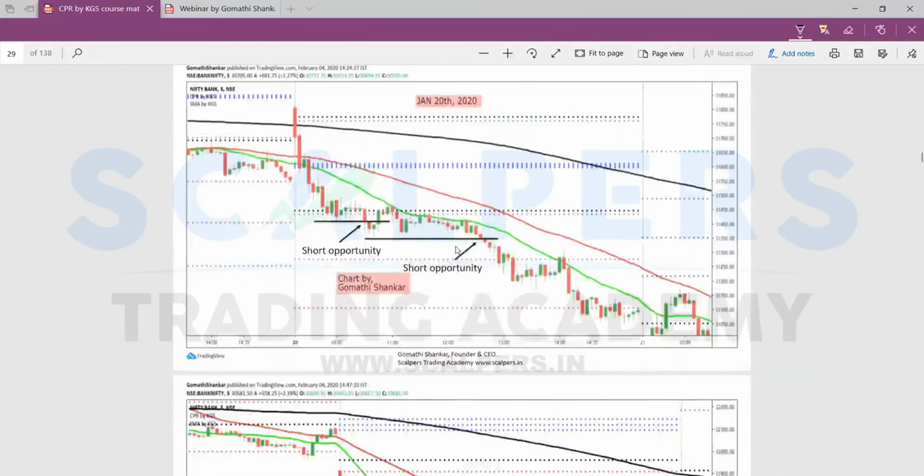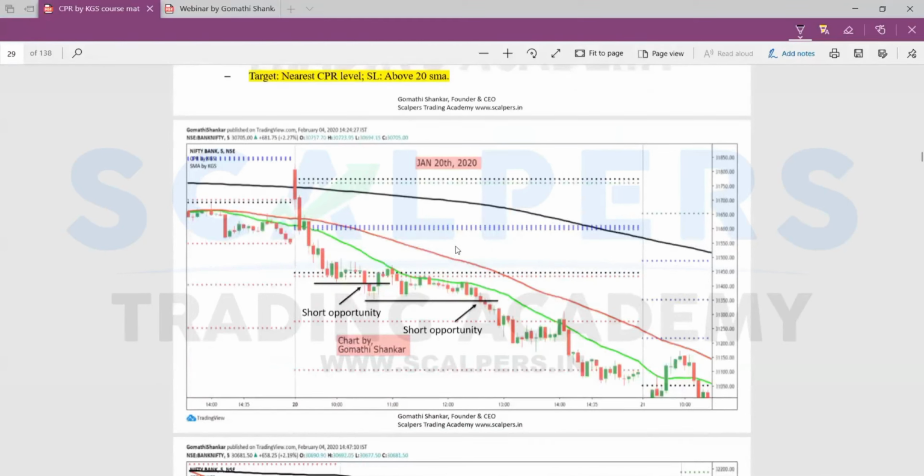See, day low means current day low, not previous day low. I am mentioning the current day low. See this chart.